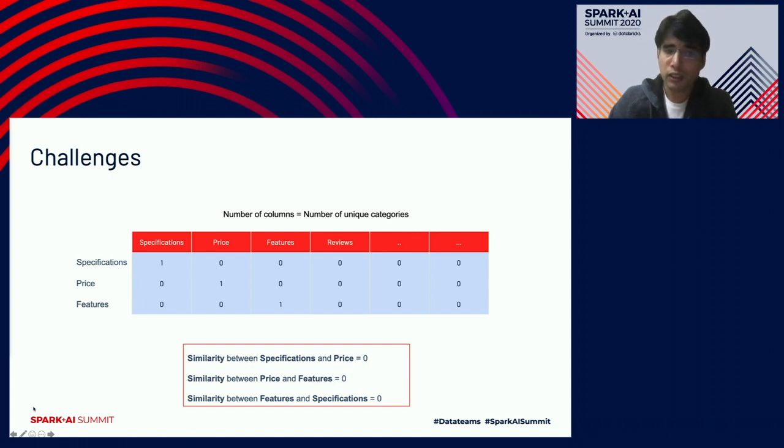Because if you just calculate the distance between any two of these, it would result in zero, because there's just one value in the entire column, and the rest of them are filled with zero. Hence, these are some of the drawbacks if you use conventional representation methods.